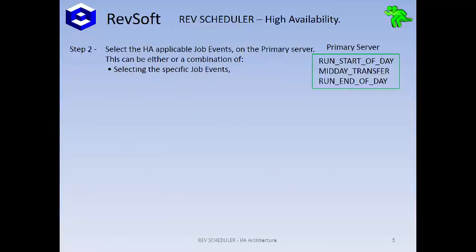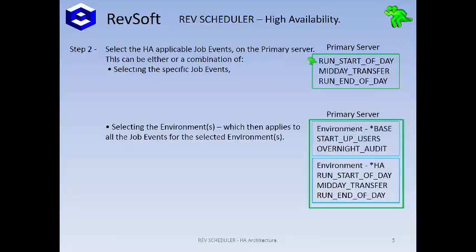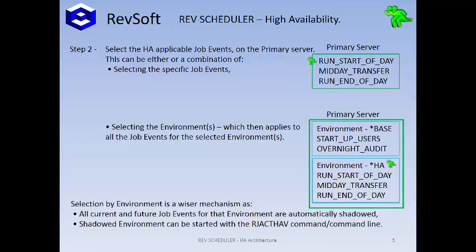Step 2, select the HA applicable job events on the primary server. This can either be a combination of selecting the specific job events or selecting the environment, which then applies to all the job events for the selected environment. Selection by environment is a wiser mechanism, as all current and future job events for that environment are automatically shadowed. Shadowed environments can be started with the RJ Act HAV command or command line.